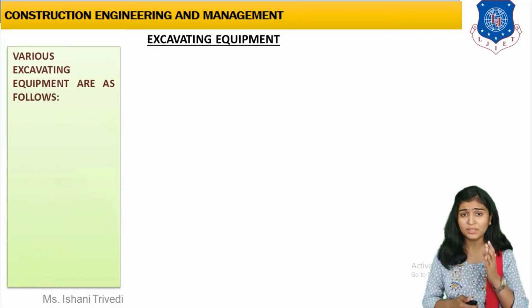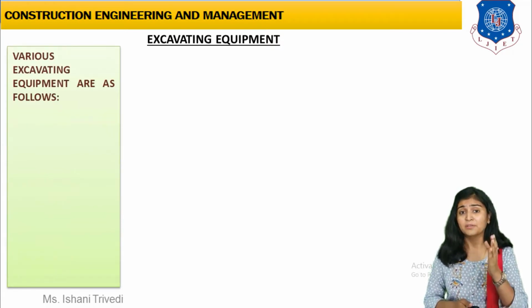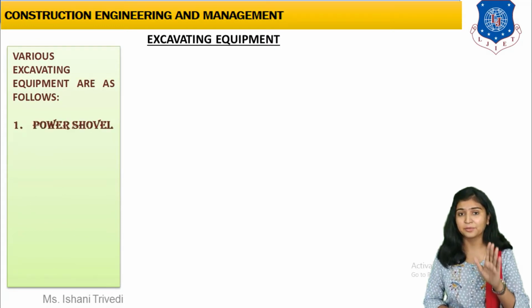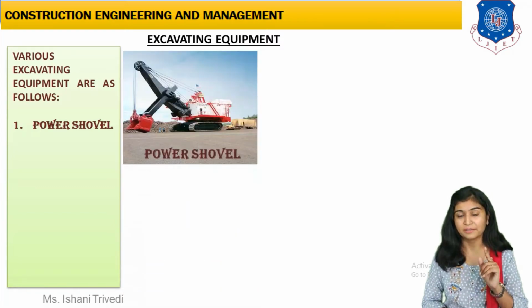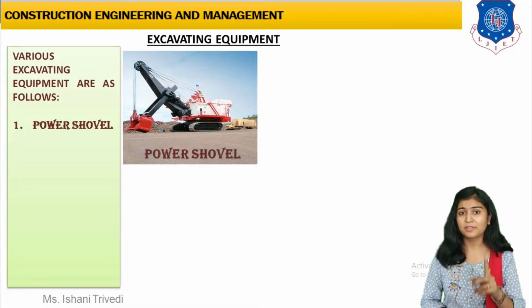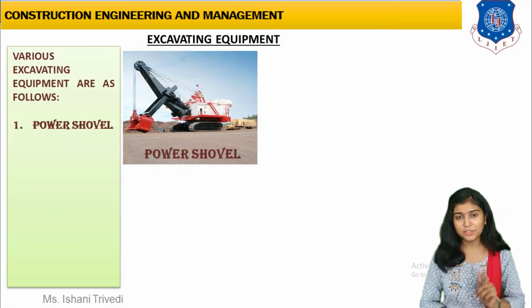So what are the major types of excavating equipment? We have 5 different types of major excavating equipment. The first over here is a power shovel, right? First we have the power shovel. Now you know what a shovel is, right?